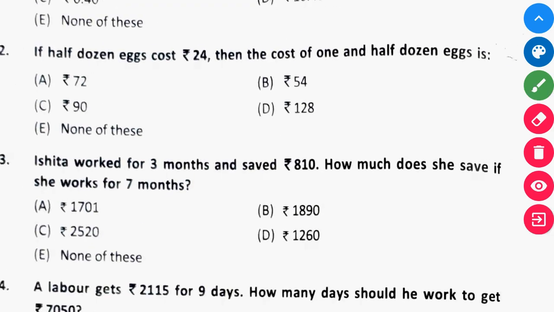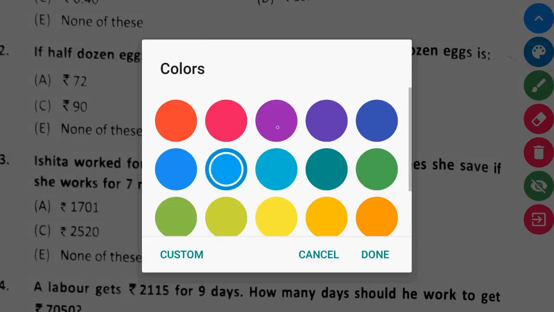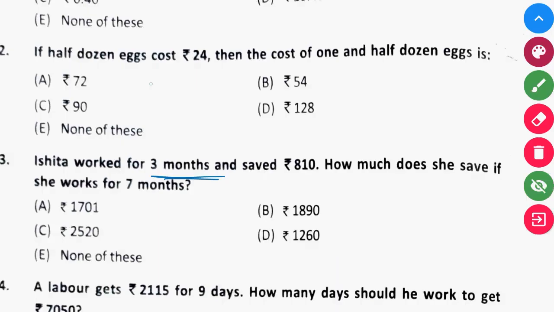Now the next one is: Ishita works for 3 months and saves 810 rupees. How much does she save if she works for 7 months? Again there are two methods. You calculate 1 month saving, then multiply that saving by 7, or you can directly do the cross multiplication. We will solve this problem by both methods.